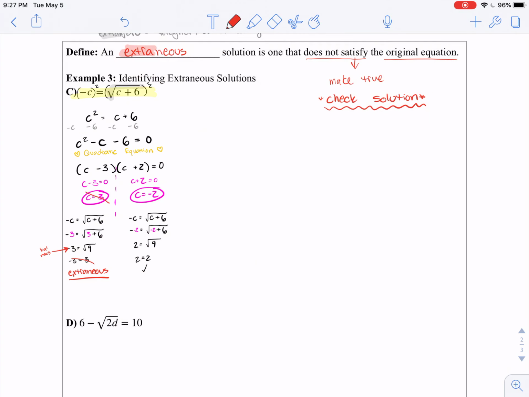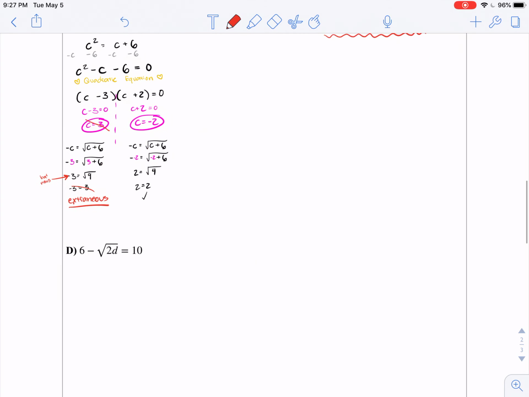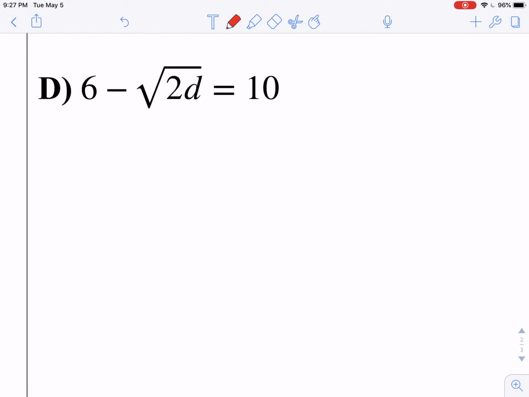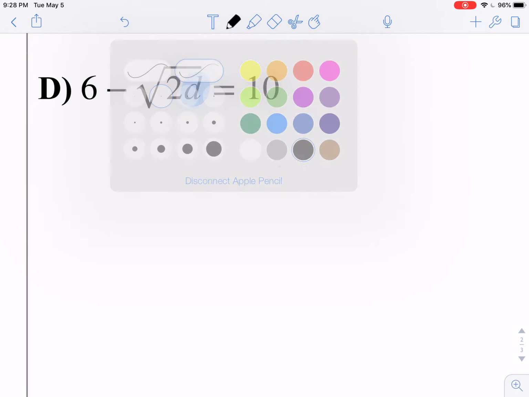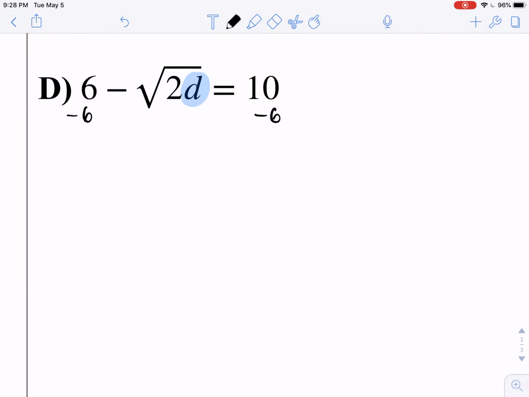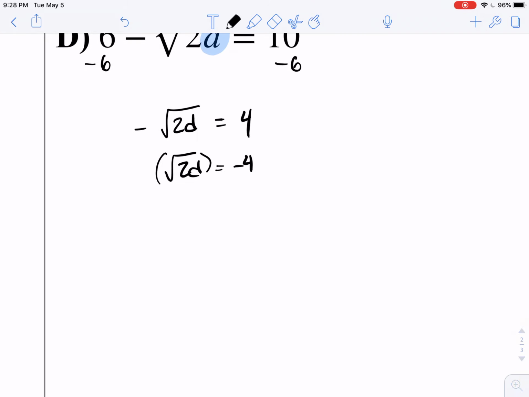Let's do one more, shall we? Cool. So in our last one, we have 6 minus the square root of 2d equals 10. So let's solve it. In solving our equation, we're trying to get d all by itself, so we're going to undo what's happening to our d. So let's minus 6 from both sides. We have the negative square root of 2d is 4. We'll multiply by negative 1 on both sides, giving us the square root of 2d equals negative 4. And then we square both sides to undo the square root.